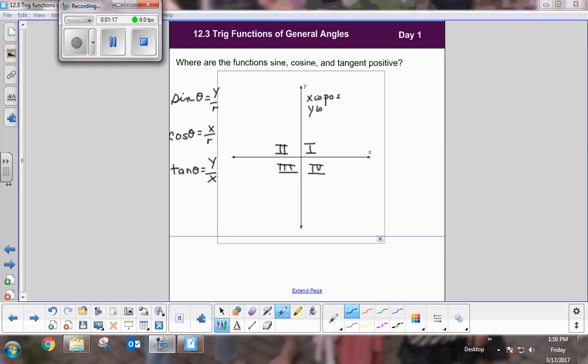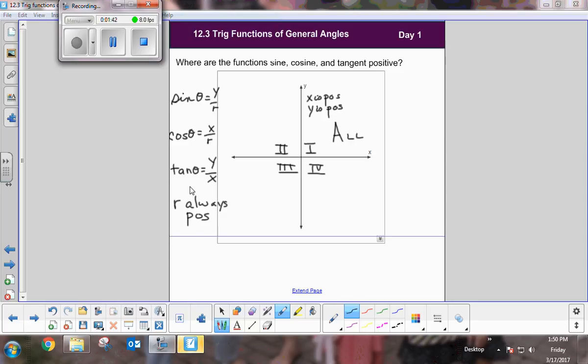y is positive. And r is always positive. So that would make these ratios, y over r, x over r, y over x, always positive. So we can see that all trig functions are positive in the first quadrant.